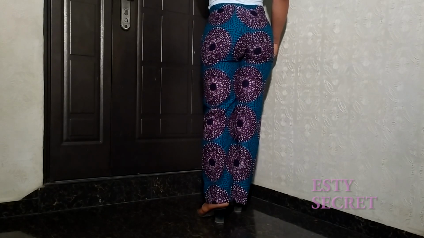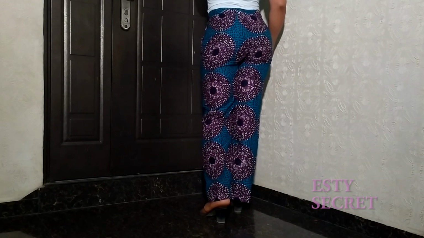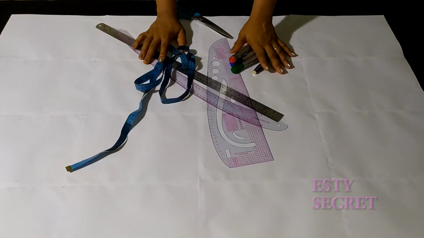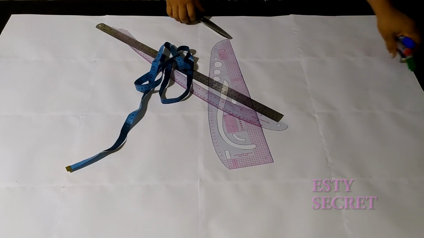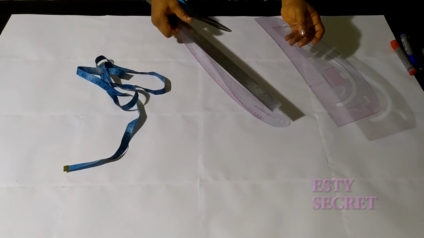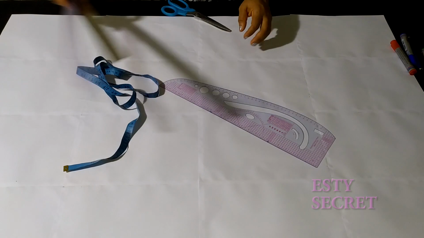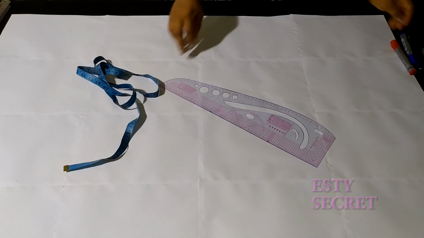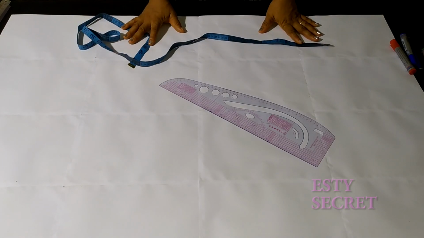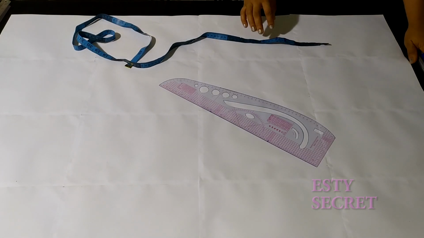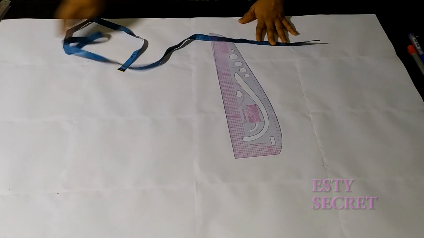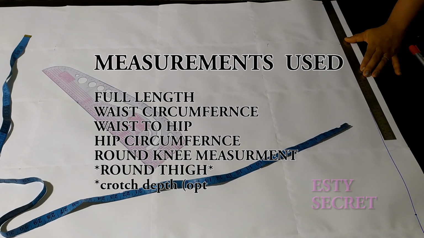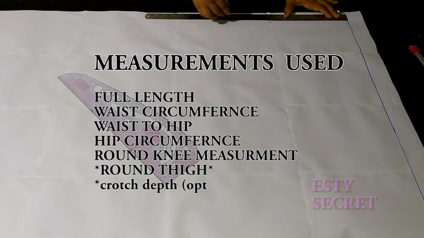To get started, these are what I'm using in drafting the pattern. I have my markers for visibility, my different rulers including my pattern master, my scissors for cutting the pattern, my tape measure, and of course the paper to draft my pattern on. The measurements you need for the drafting will be on the screen. While you're looking at the measurements, I'll quickly draw my guideline.